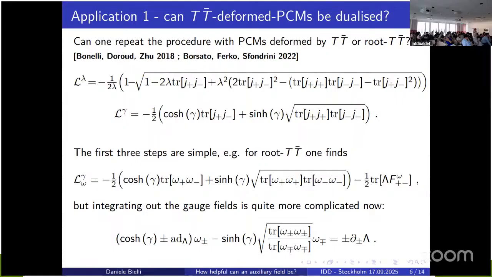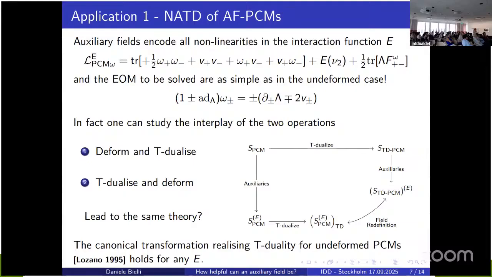But this is a quite nonlinear equation, which depends on omega plus and omega minus. First of all, it couples them, and also there is this square root. So at least for me, it was a very hard equation to solve. But okay, so there is this new formalism, this very nice way of recasting the TT bar and root TT bar deformations for principal current models. So can we do this with this new formalism?